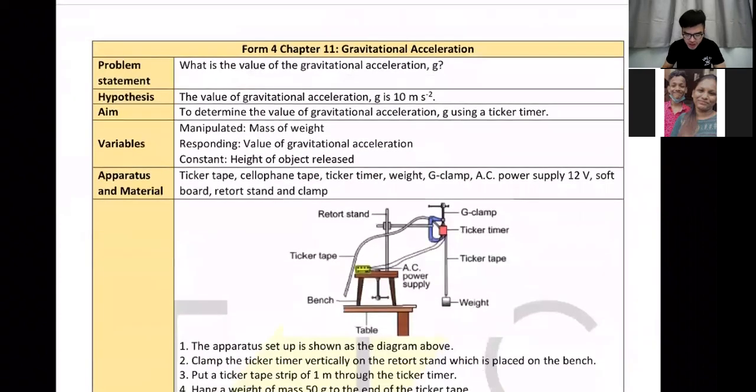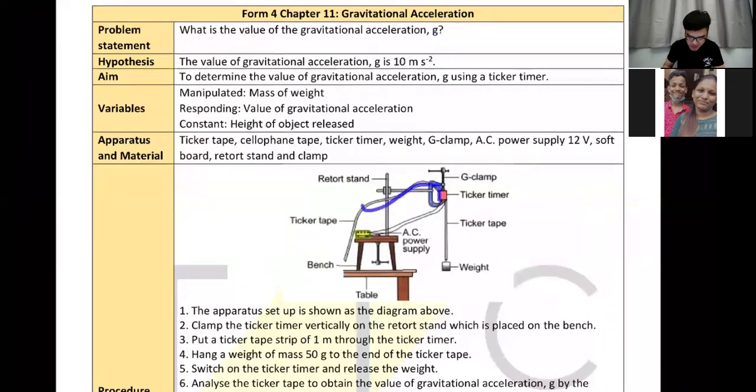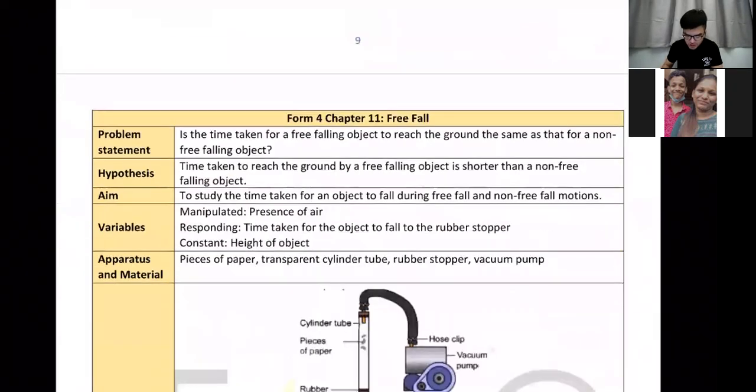So you pray to God that they don't ask about this, gravitational acceleration, which is to test the g. What they do is put ticker tape here, and then they release the weight, and then they study the tape. This one I don't think they will ask in the exam, because you already know g is 10. So most likely they won't ask. 3, 4, same thing.